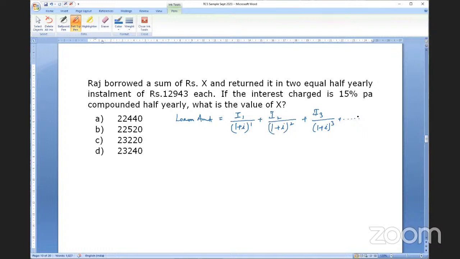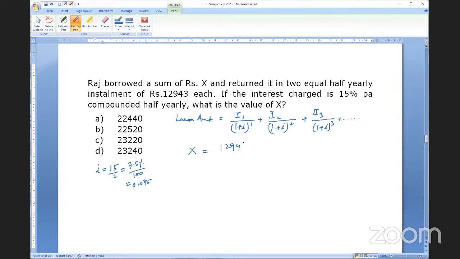Raj borrowed a sum of rupees X and returned it in two equal half-yearly installments of rupees 12943 each. Very fine. We'll make it half-yearly, so the interest rate will be divided by 2. In this case, we have only 2 installments and both installment amounts are the same. If the interest charged is 15% per annum compounded half-yearly, that means effective i would be 15 by 2, that is 7.5% by 100, obviously. That would be 0.075. So loan amount X, that is the question. What is the value of X?